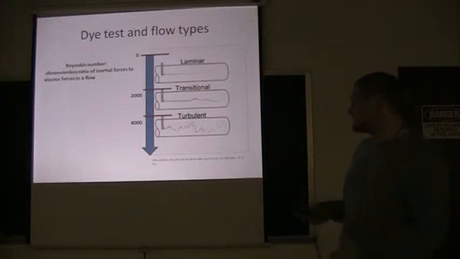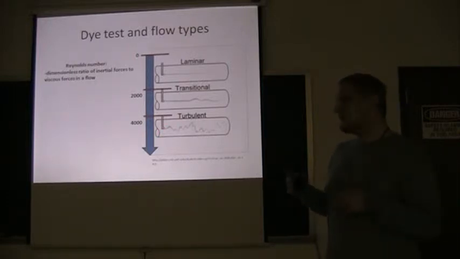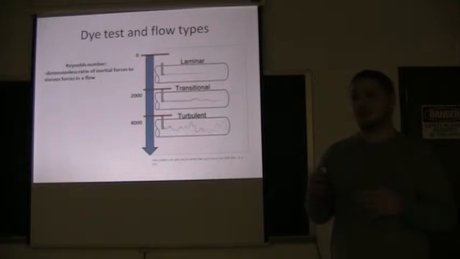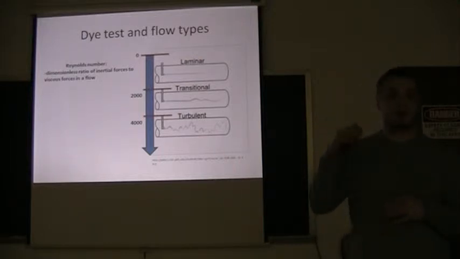The turbulent flow is when it starts flowing throughout the entire span of the tube. Both at the very top and very bottom, you will see dye.